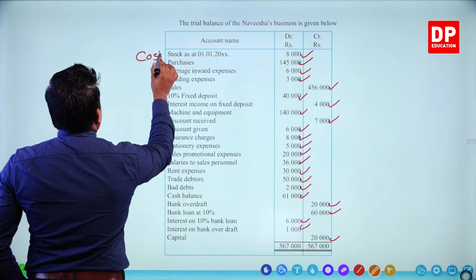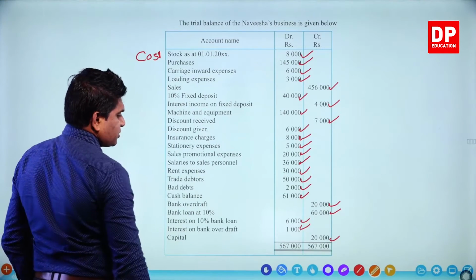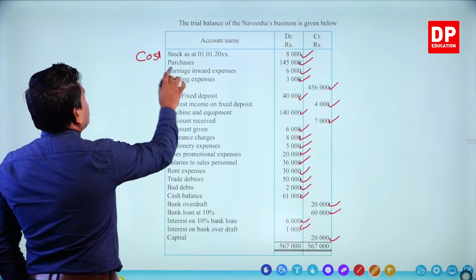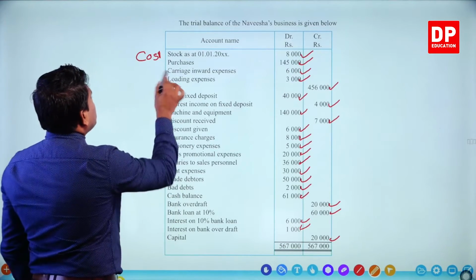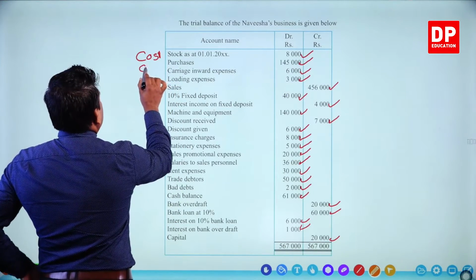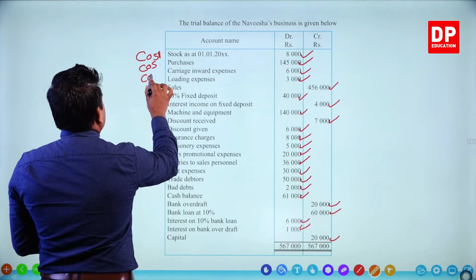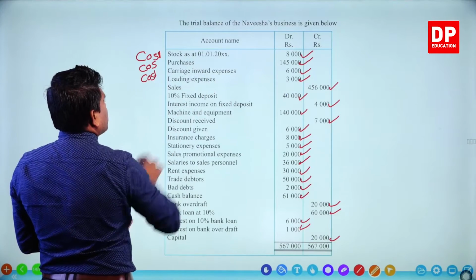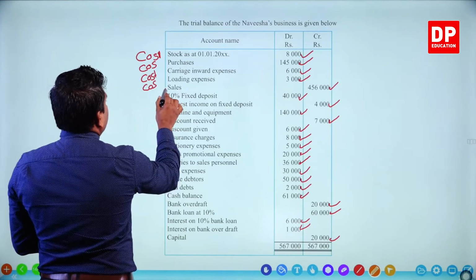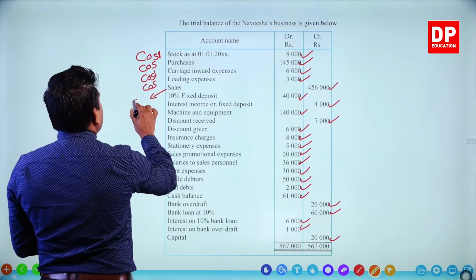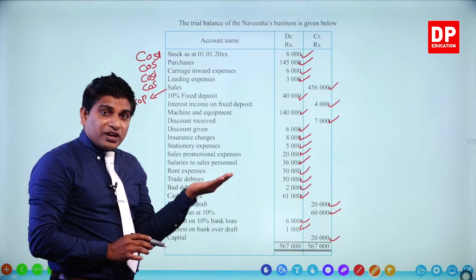Why did I put cost of sales? To calculate cost of sales, we need opening stock. Purchases we also take to calculate cost of sales. Carriage inwards also, we have to add to the purchase. Loading charges, cost of sales. Sales we put on the top of the profit and loss statement, right?